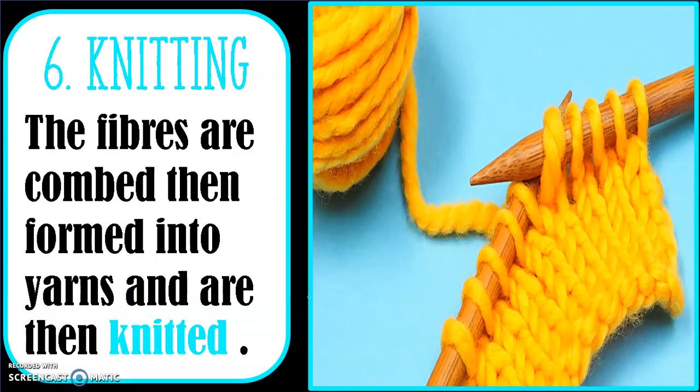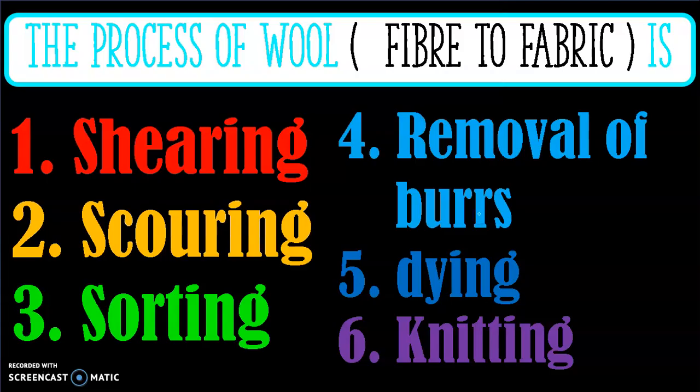After that, knitting is done. So the fibers are then combed and formed into yarns, and then they are knitted. So how was it done? First there was shearing, then scouring, then sorting, then the removal of burrs, then dyeing, and then knitting.